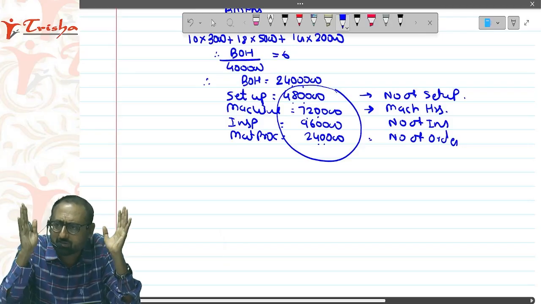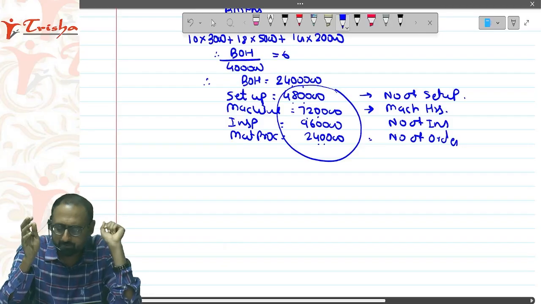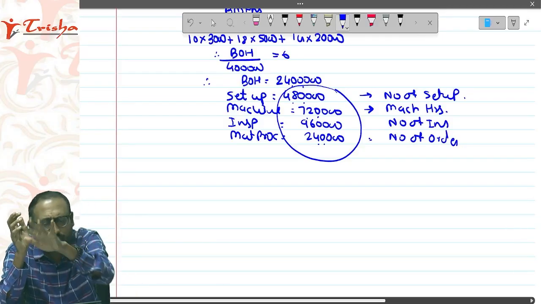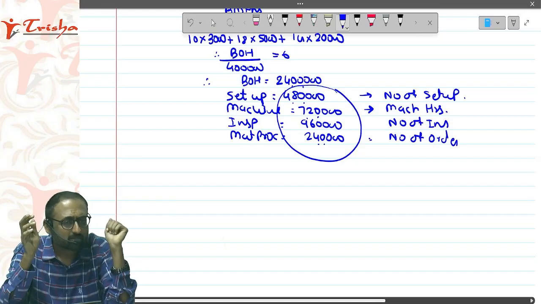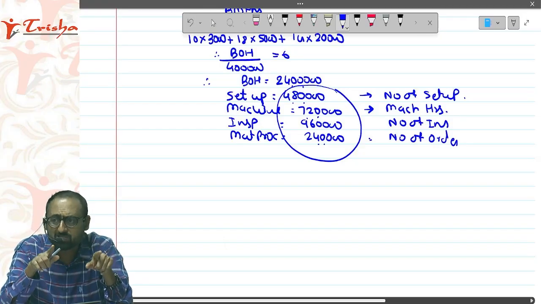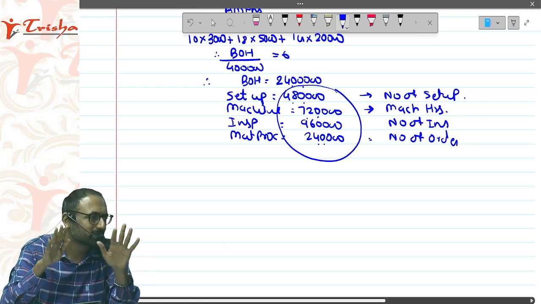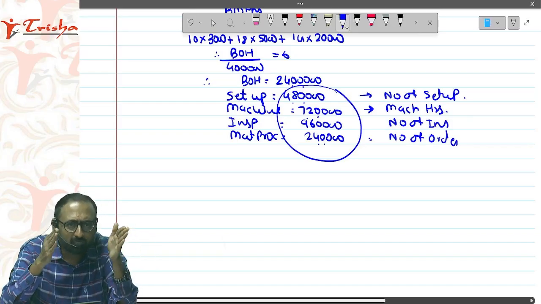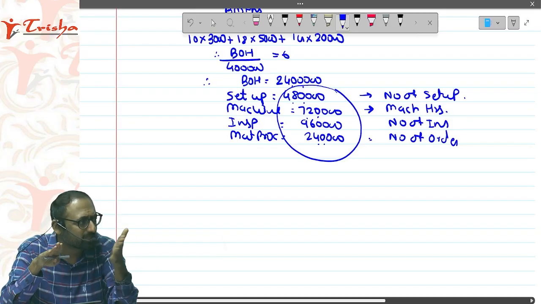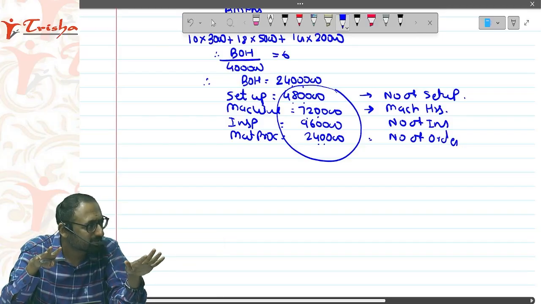So remember one thing. If in a question the total number of setups, total machine hours, total inspections, total number of orders, total number of deliveries are not given, that is, if units of cost driver are not given, first calculate the units of cost driver. Remember this. If in any particular question units of cost driver are not given, first calculate that unit of cost driver. Do you agree with this?